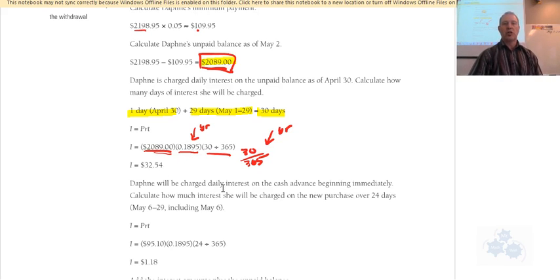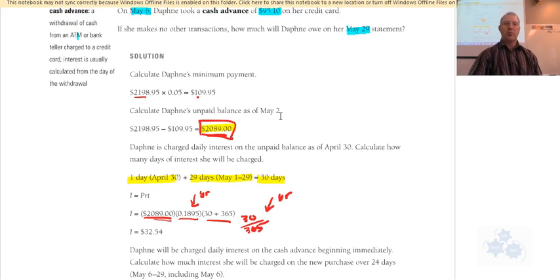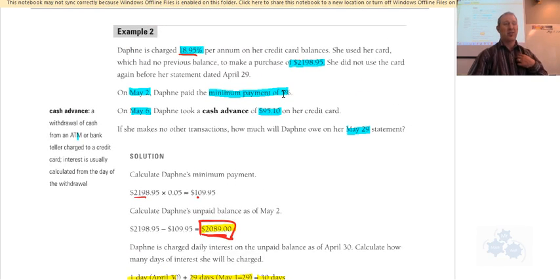So Daphne will be charged daily interest on the cash advance beginning immediately. So calculate how much interest she will be charged on the new purchase over 24 days. So remember, we got to go back to the question. This is a lot of thinking, guys. So pay attention, okay? Pay attention with your book there. Okay?